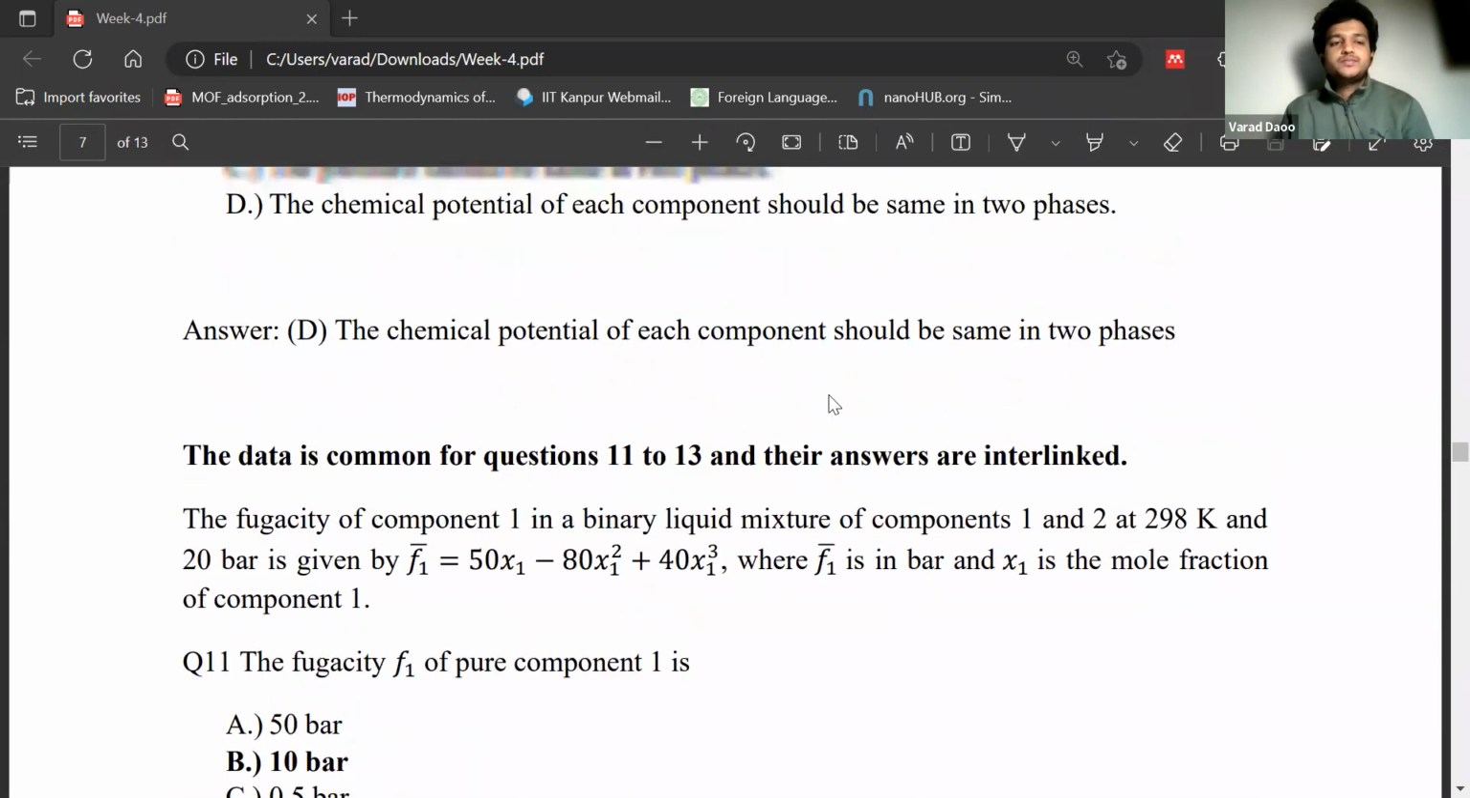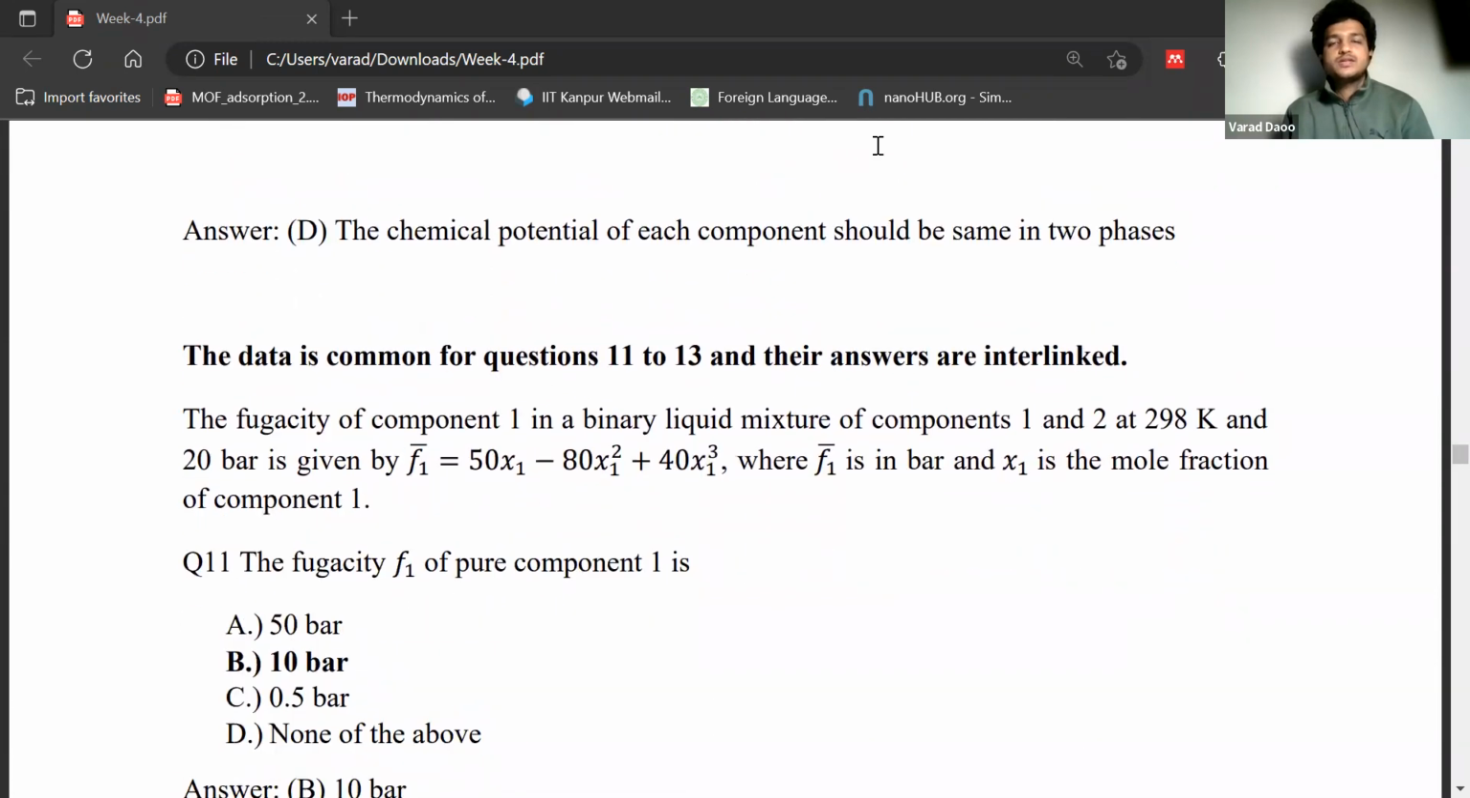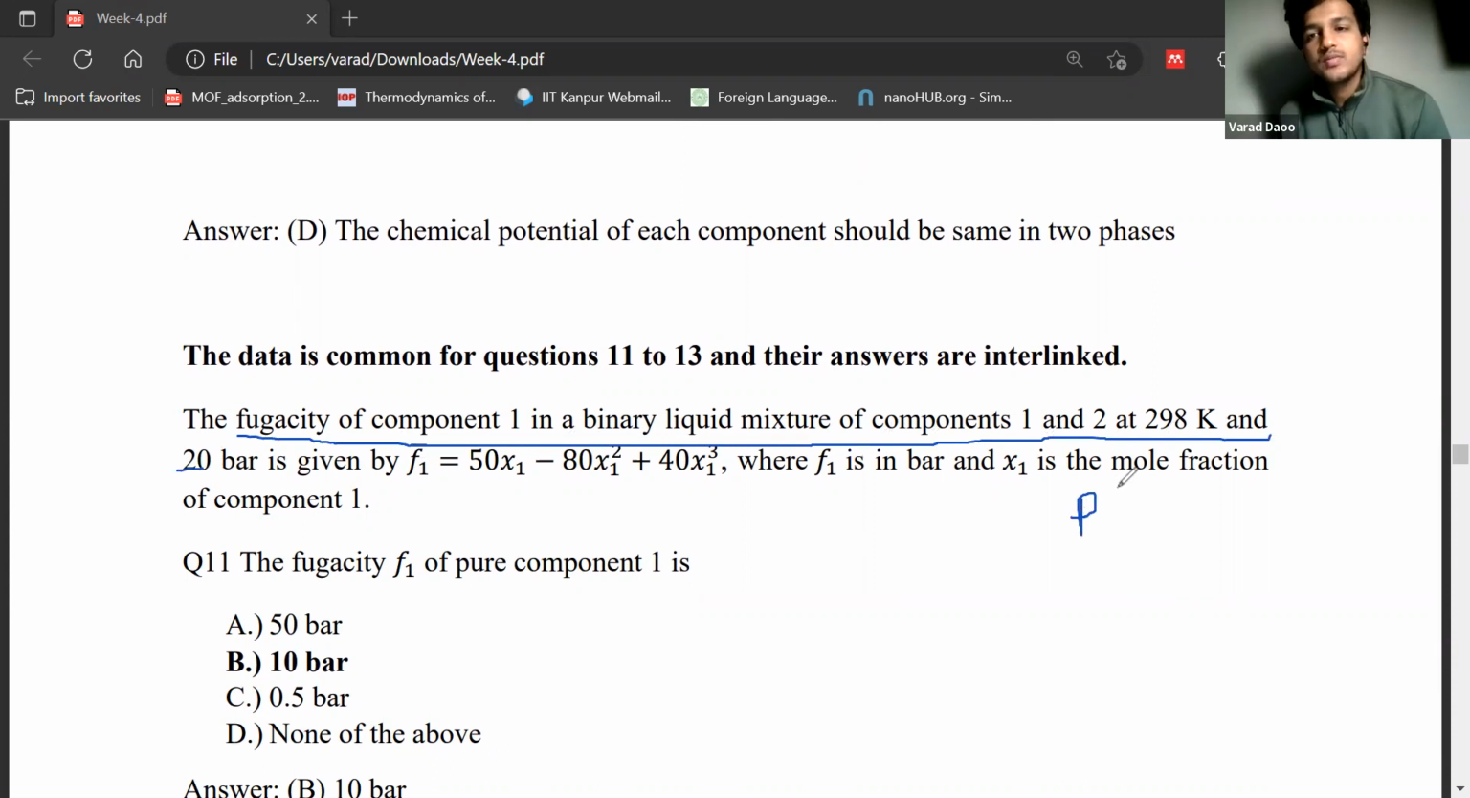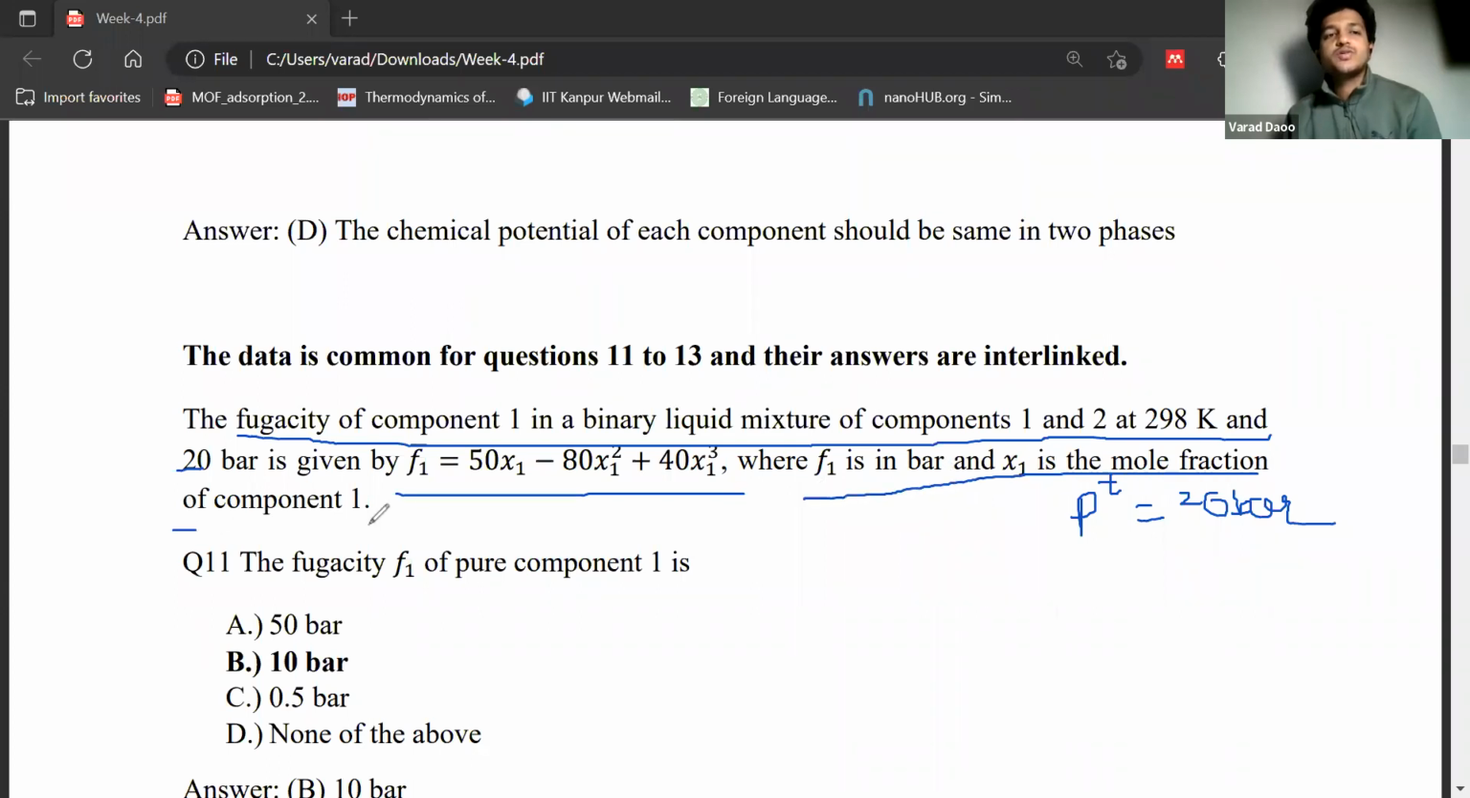So this is the question. It is a linked type of question. We are given the fugacity of component 1 in a binary liquid mixture of components 1 and 2 at 298 Kelvin and 20 bar. Remember, total pressure has been given as 20 bar. It is given by this expression where F1 is in bar and X1 is the mole fraction of component 1. What we need is the fugacity F1 of the pure component.